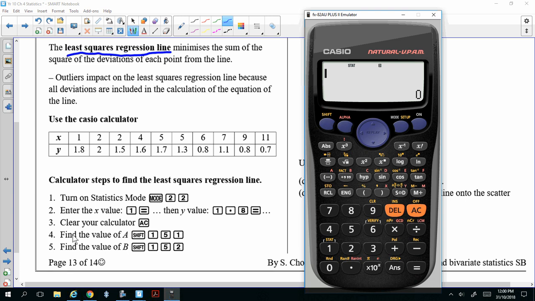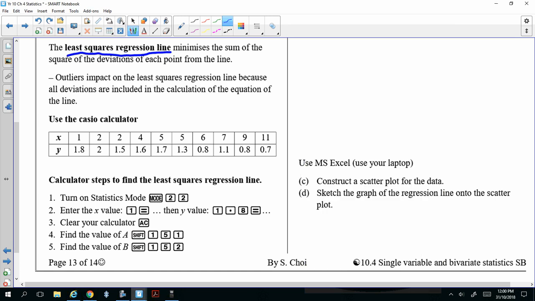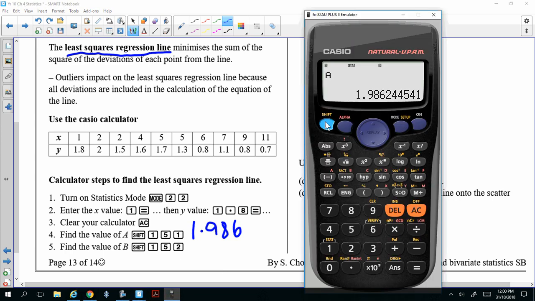So we find the value of A. So you go shift 1. Now notice that there's an extra option called regression, which is normally not available. Press 5, then press 1 for the A. Okay, work out the value of A. 1.986. So just follow the procedure. Shift 1, 5, 1. Does that make sense? So that gives you that.